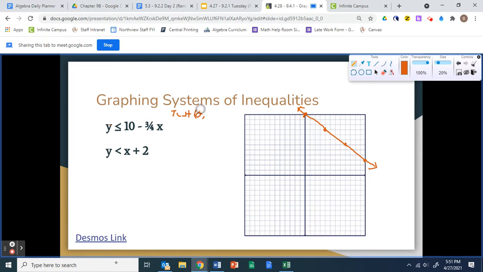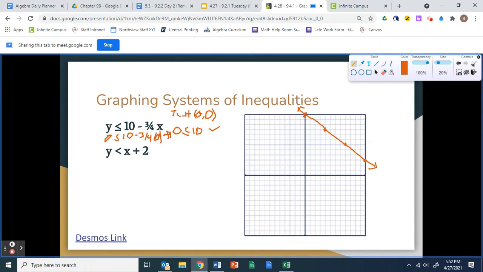Oh, the computer's being a little funky right now. So test 0, 0: I put 0 in for x and 0 in for y. When I do that, I get 0 is less than or equal to 10 minus 3/4 times 0, which gives 0 is less than or equal to 10. Is that true? Well, yes, 0 is less than or equal to 10.